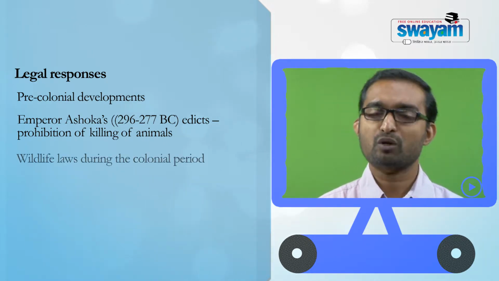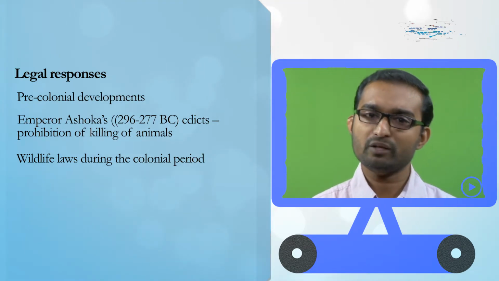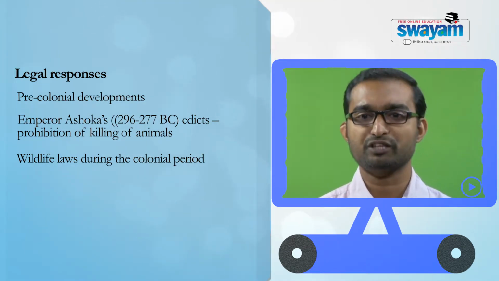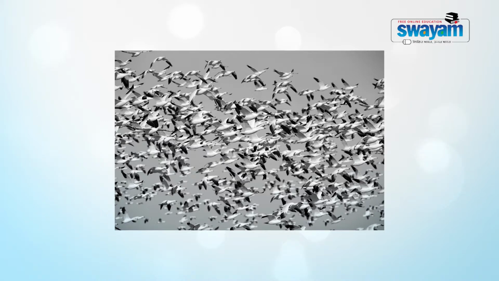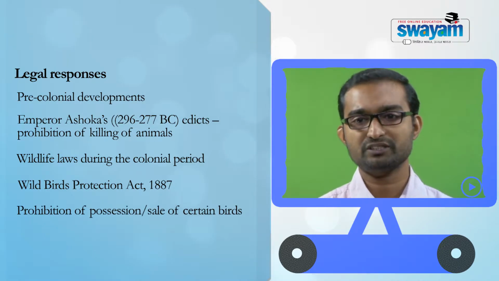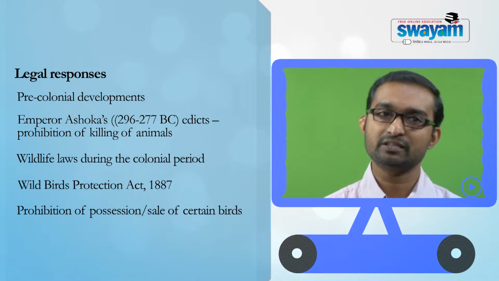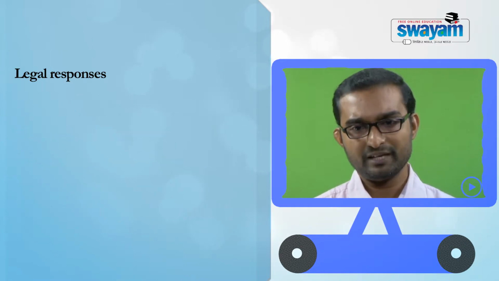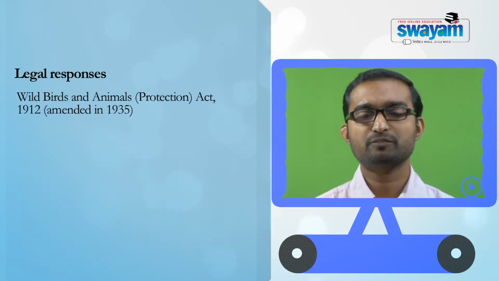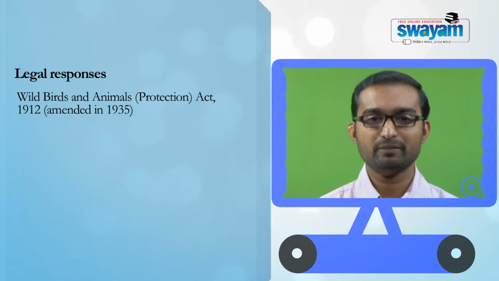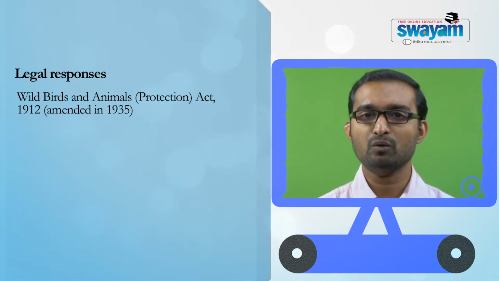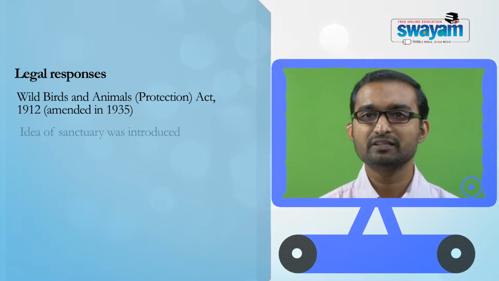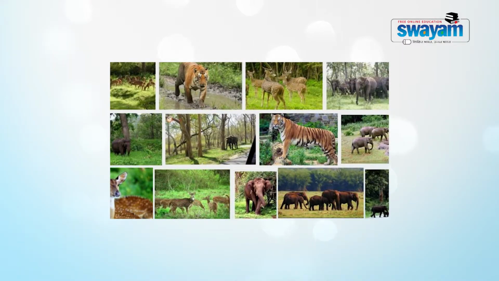When we move on to the colonial period, there is more than one law relating to wildlife protection. For example, the Wild Birds Protection Act 1887, whose major purpose was prohibition of possession as well as sale of certain birds during a particular period. Another major legislation was the Wild Birds and Animals Protection Act 1912, later amended in 1935. This is a landmark legislation because it perhaps for the first time introduced the idea of a sanctuary, in the sense of protected areas for conservation of wildlife.